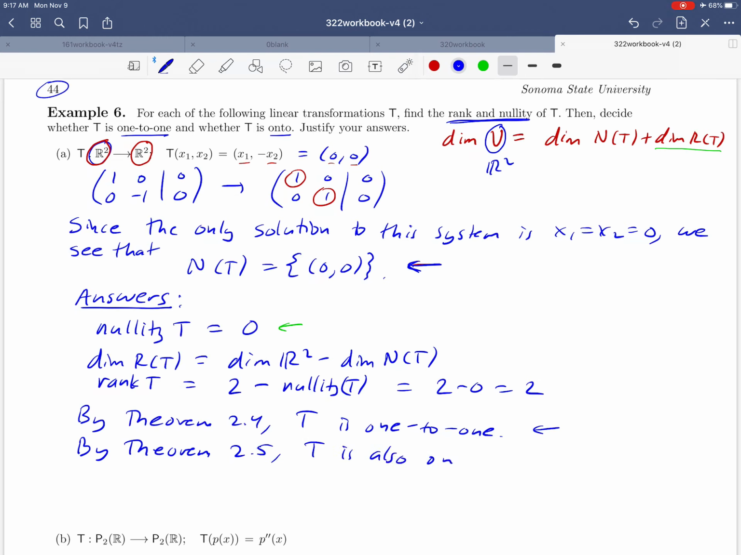T is also onto. So the thing to notice here is how helpful the theorems were to us. We had to do relatively little calculation here. Just calculating the null space allowed us to figure out the rest of the things they wanted from us relatively easily.